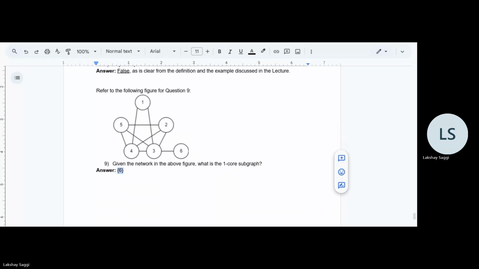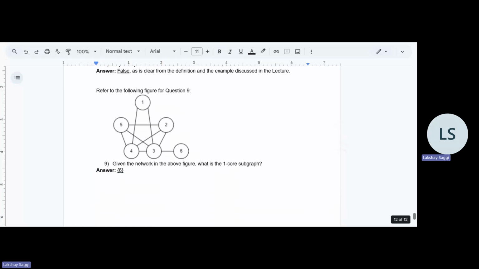So this is the final answer, because only vertex 6 had degree 1, and after removing it, none of these vertices have degree 1, so all of these remain part of the one-core subgraph. This is the answer.